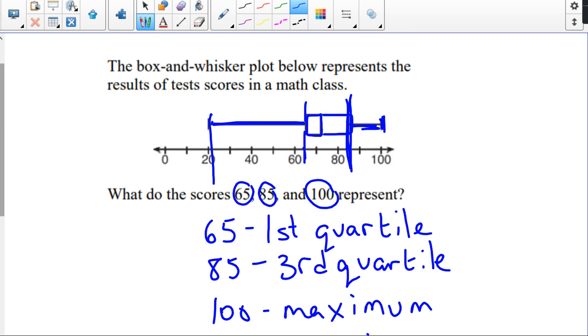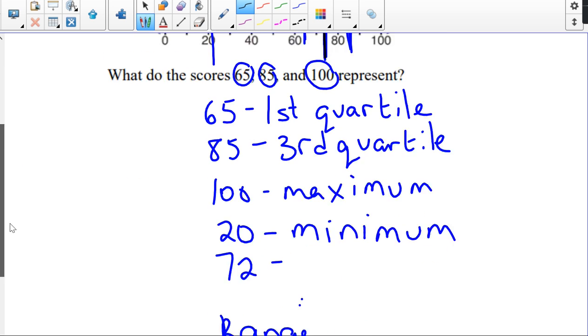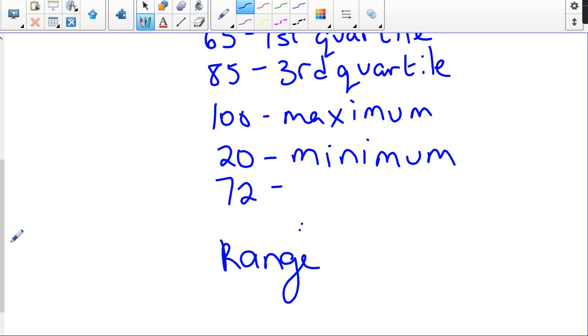72, if you notice over here, it's right past 70. That's right in the middle, because I told you that this is the first quarter of the scores, this is the next quarter, this is the next quarter, this is the next quarter. So this is halfway through, and we call that the median. So 72 is the median.